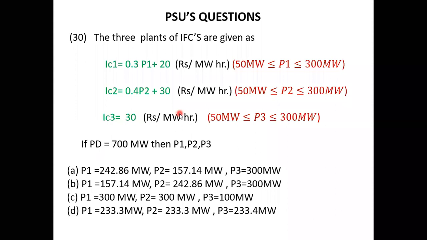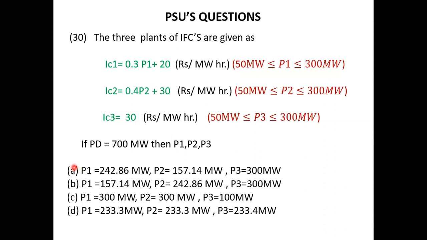For example, when you are considering this as a lossless system, then you can consider PD is equal to P1 plus P2 plus P3, which must be equal to 700. Then we need to find out P1, P2, P3. Observe your given options. When you add P1, P2, P3 in all the 3 cases, definitely you will get 700 megawatts. No doubt about it. If it is not equal to 700 megawatts, then you can leave that option. But in this case, P1 plus P2 plus P3 in all the options must be equal to 700 megawatts.